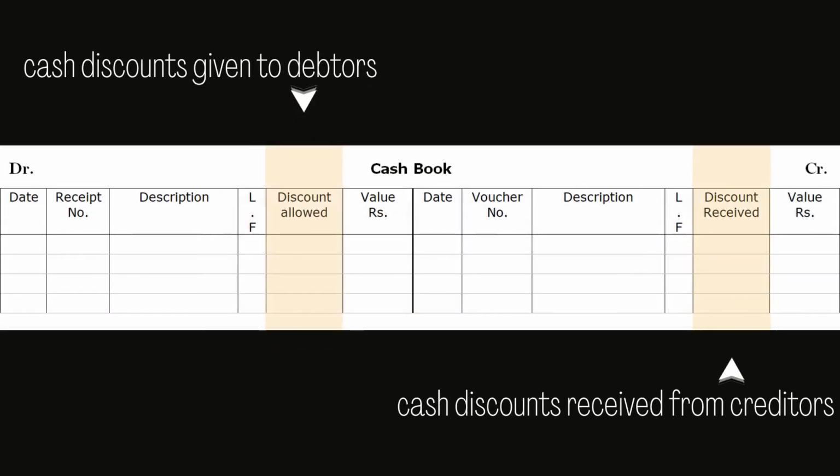Moreover, there are 2 columns to record cash discounts. The left-hand side column is used to record cash discounts given by the business to its debtors. And the right-hand side column is used to record cash discounts received by the business from its creditors.